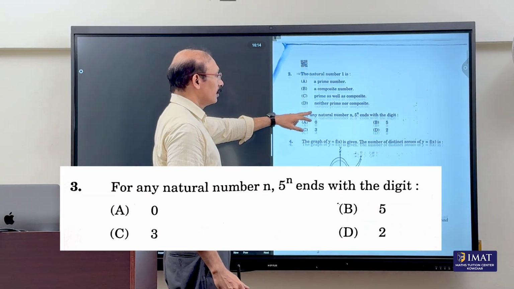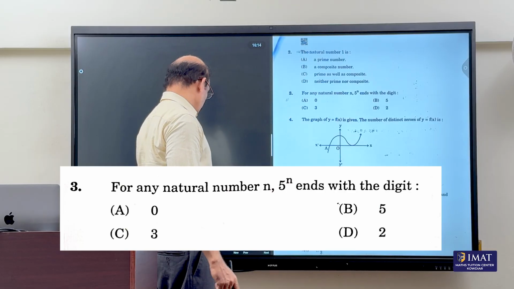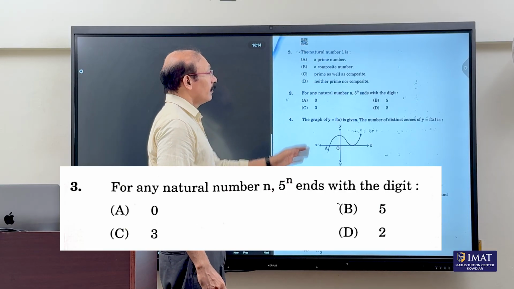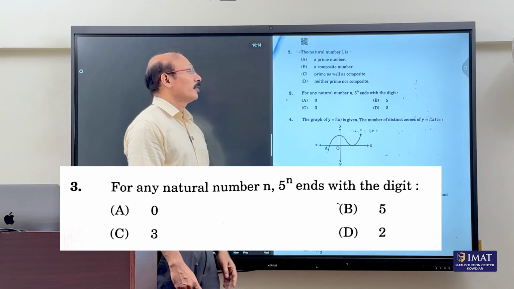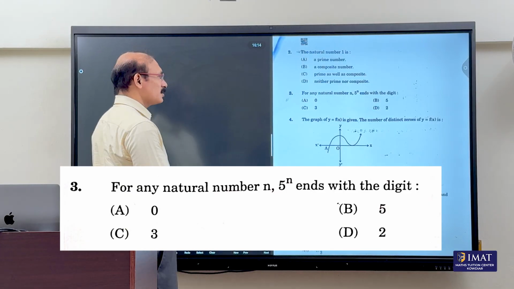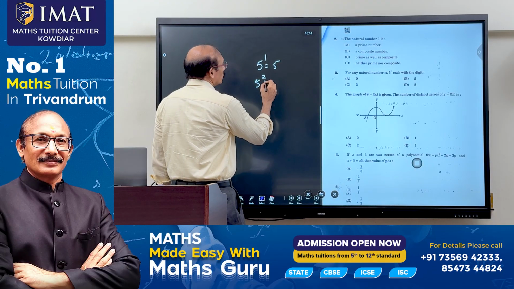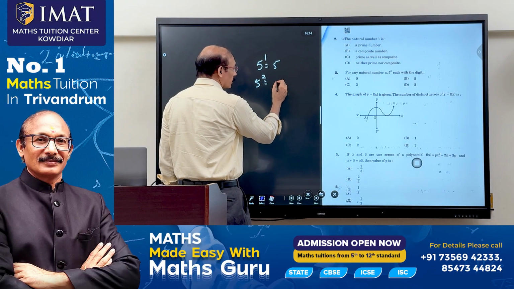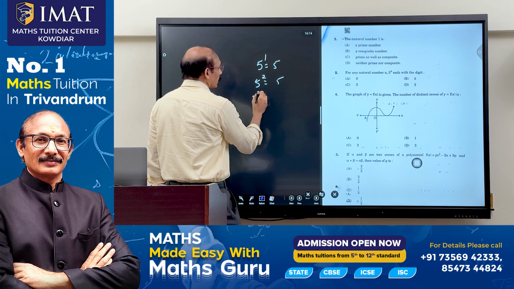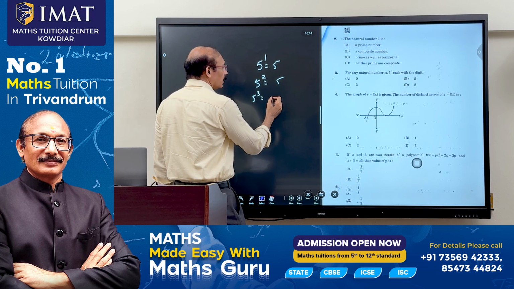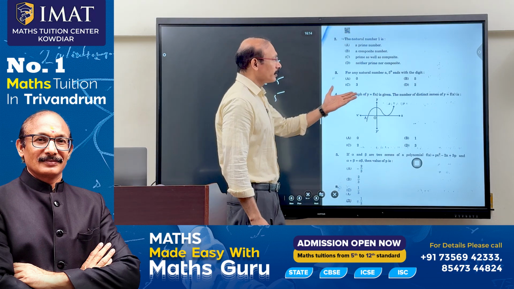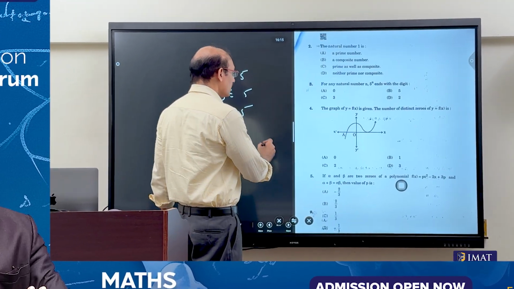Question number 3. For any natural number n, 5 raised to n ends with digit. So you can try. 5 raised to 1 is 5. 5 raised to 2, the last digit, 5 square is 25, so it's 5 again. What will be the last digit when you take the power 3? It will be again 5, so it's ending always in 5, so the option is B.